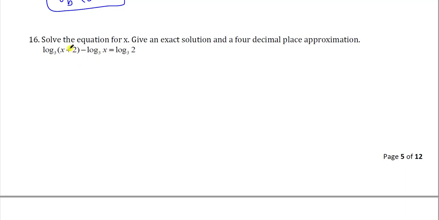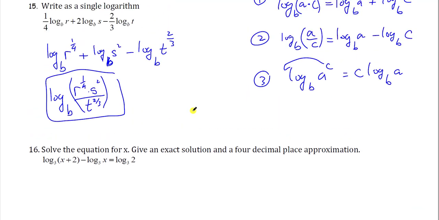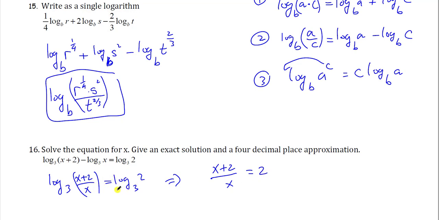Now we can see this is the subtraction between two arguments having the same base 3. Subtractions, we can combine them into the division between A and C, or between these two. So I can rewrite this as log base 3 of x plus 2 over x, because this is subtraction, so that should be the division. And then keep the right hand side the same. Now we can see that the left hand side and the right hand side are equal. They have the same log, base 3. So in order for them to be equal, the arguments must be the same thing. Therefore, x plus 2 over x must be equal to 2 in order for the two sides to be equal.